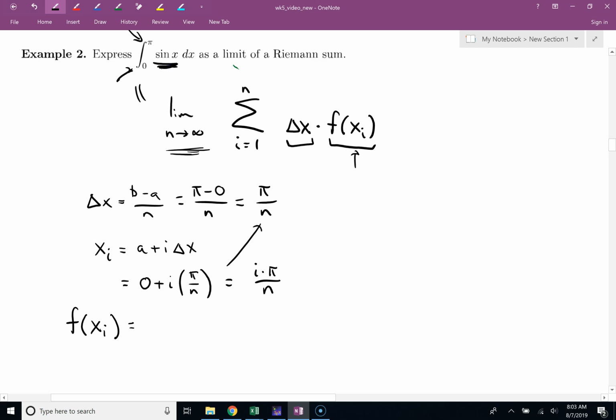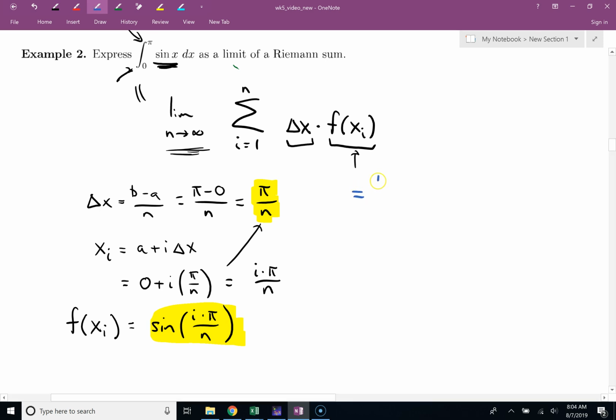That's back up here. So I'm going to do sine of each one of these values, i times pi over n. So now I have the big pieces here. I have the width and I have the height. So now I can go ahead and plug these things in to get the final answer.